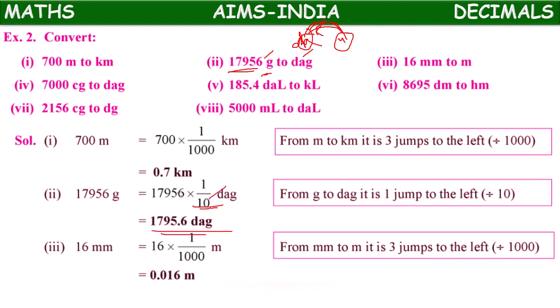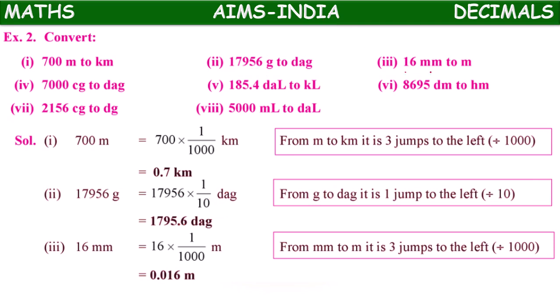Because 10 we are having here, we have to keep the decimal point after one digit, starting from right to left. While going from right to left, after one digit, we have to keep the point because of this 10.